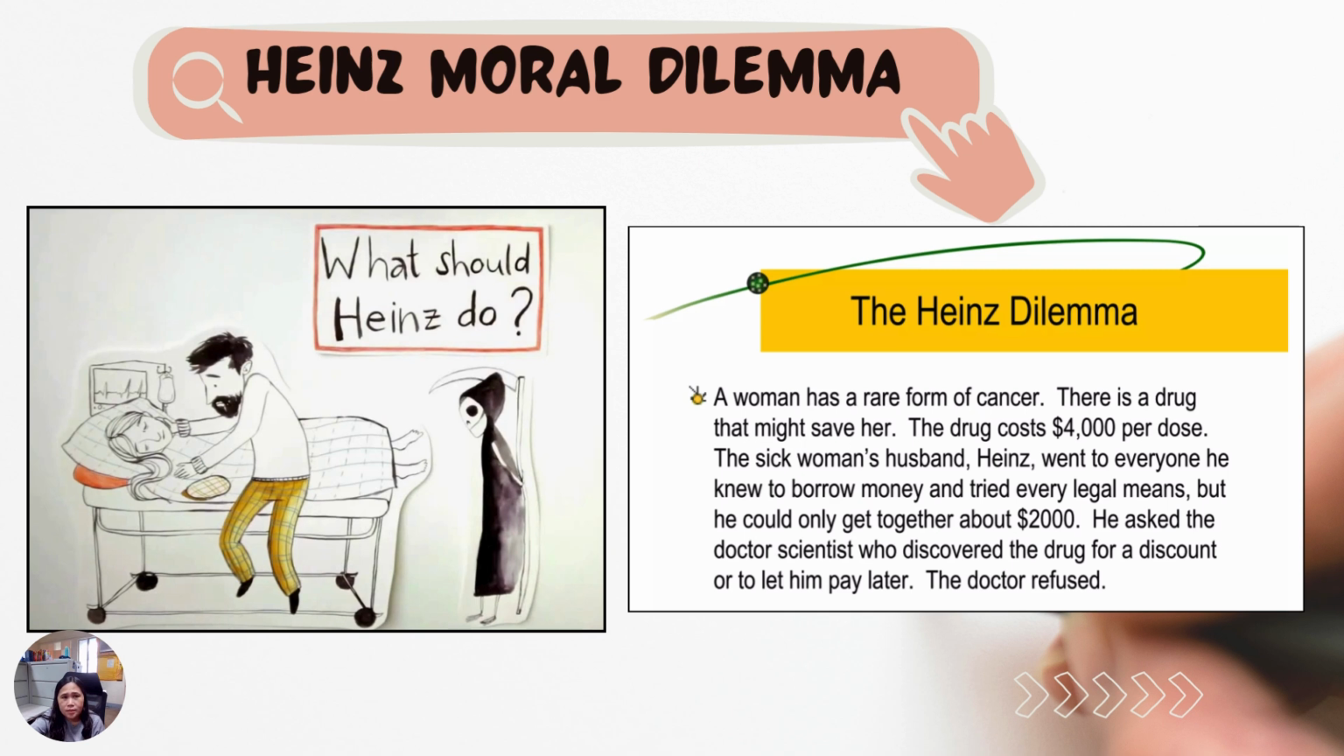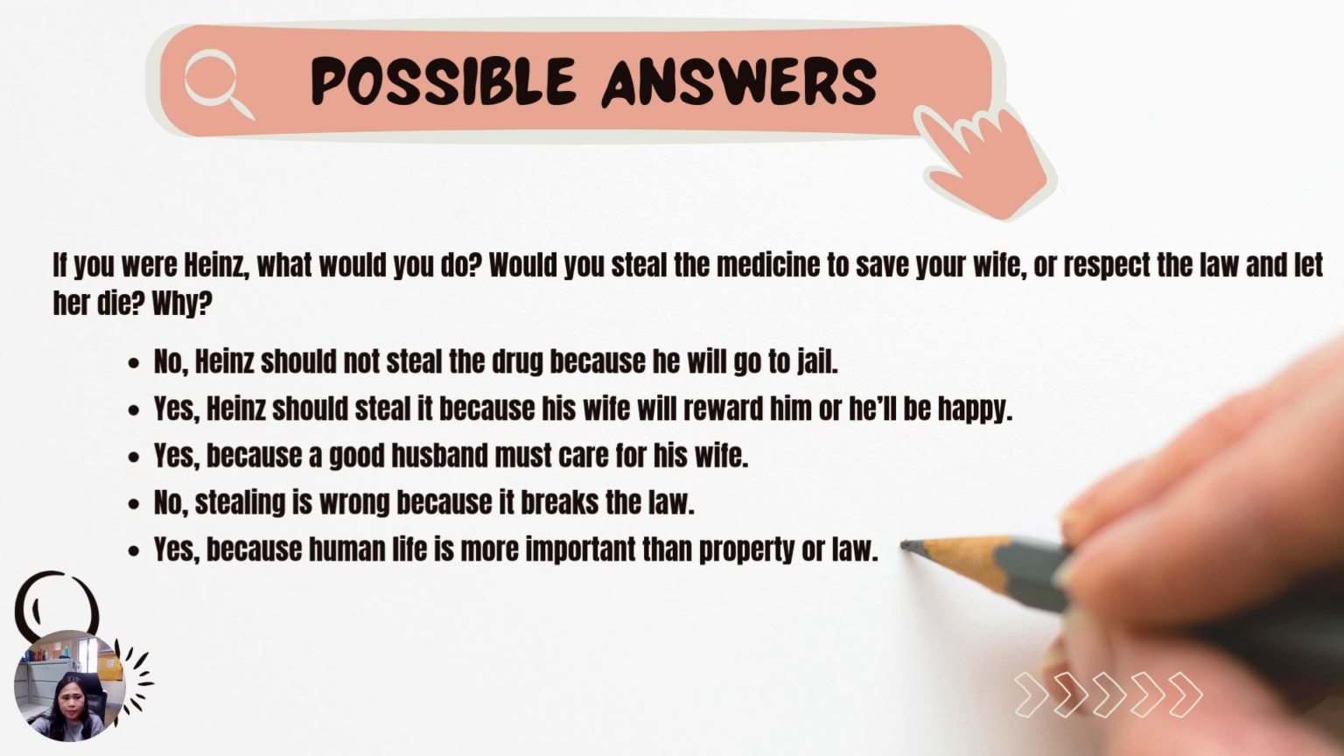Let us reflect, what shall we do? If you were Heinz, if you were in Heinz's situation, what would you do? Do you save your wife or obey the law, and why? As you reflect, there are possible answers to the given problem, as presented here on the screen. Here are six possible responses. There could even be more. So let's look at these six possible responses.